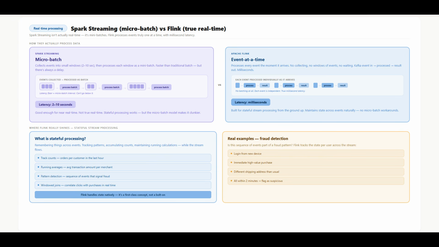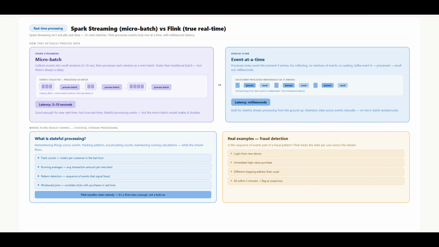The key difference, and this is worth understanding, is that Spark streaming isn't actually real time. It's micro batch. It collects a small window of events, say every 2 to 10 seconds, and processes them as a mini batch. It's faster than traditional batch, but there's still an inherent delay. Your latency floor is the micro batch interval.